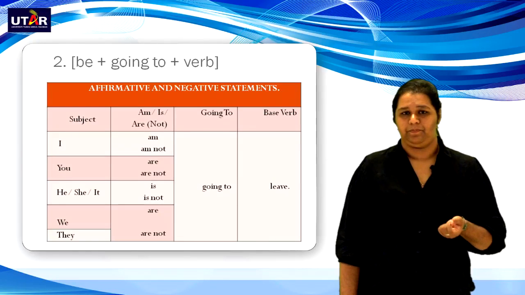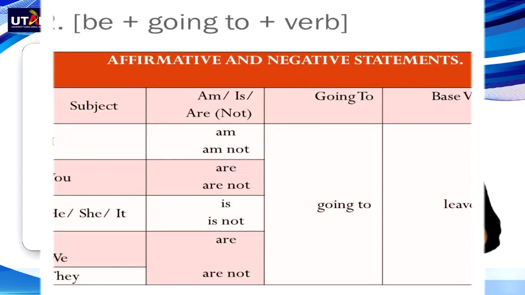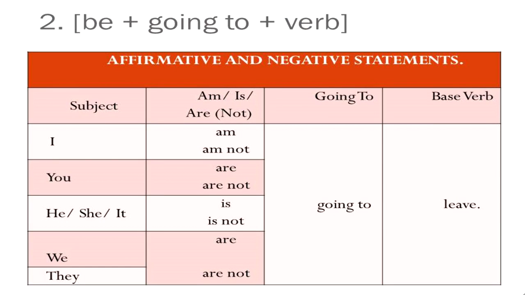Now for the second form. Be plus going to plus verb. Let's look at the affirmative statements. Now you start with subject followed by be followed by going to followed by base verb. For example, I am going to leave. You are going to leave. He, she, it is going to leave.